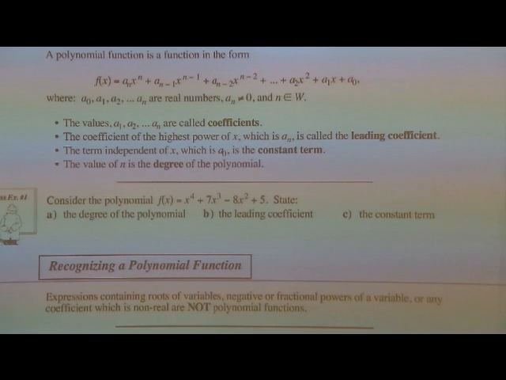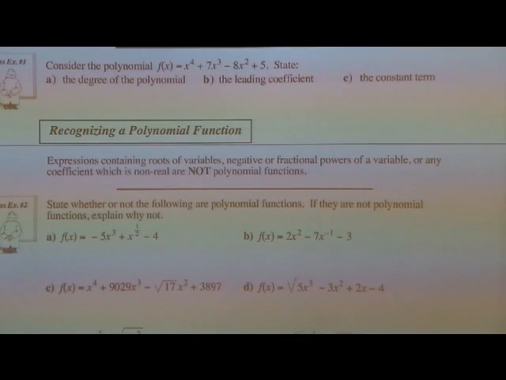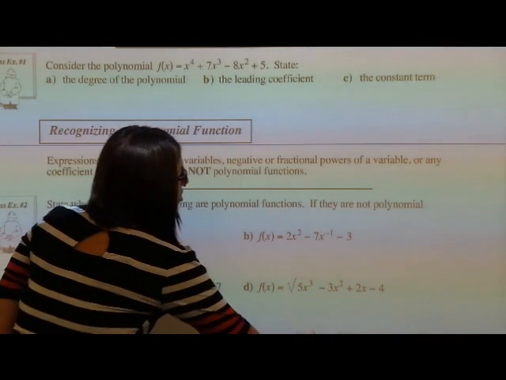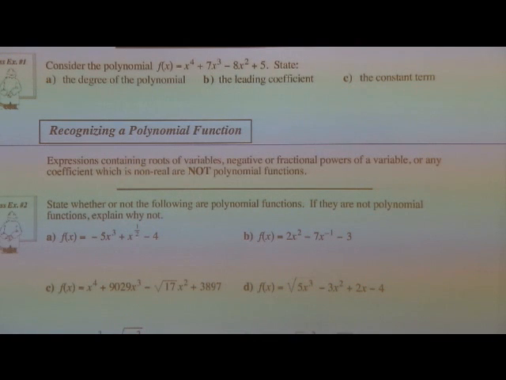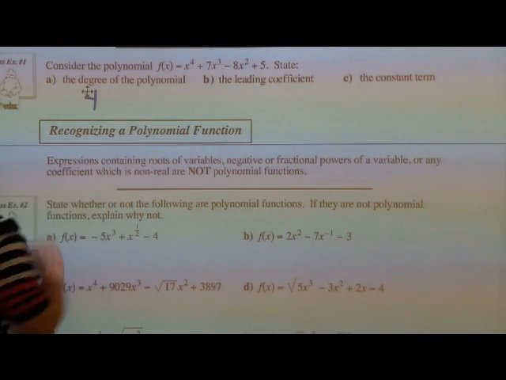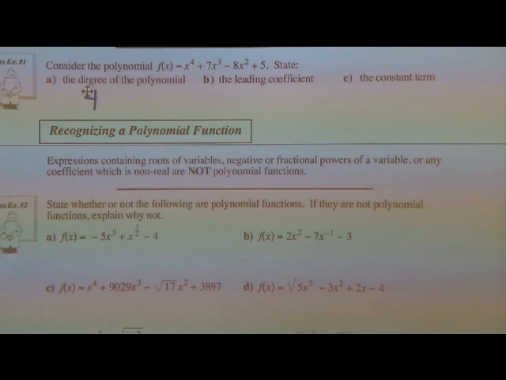Okay? So if we look at class example number 1, we have f of x equals x to the power of 4 plus 7x cubed minus 8x squared plus 5. So what is the degree of this polynomial function? 4. Because that's the highest exponent.